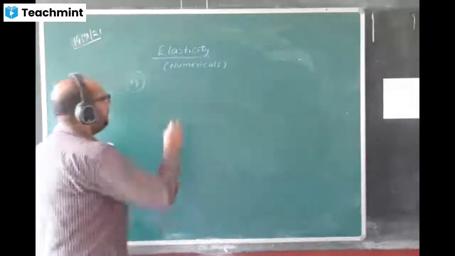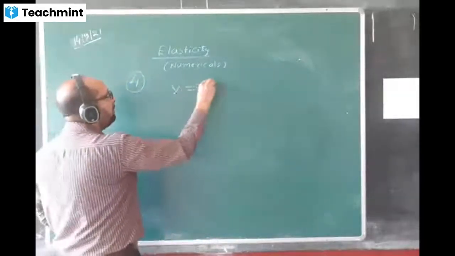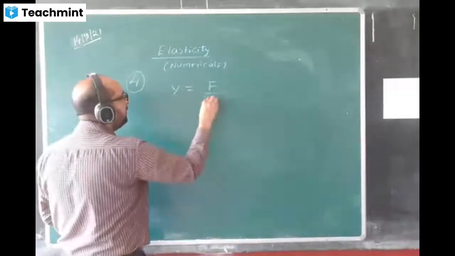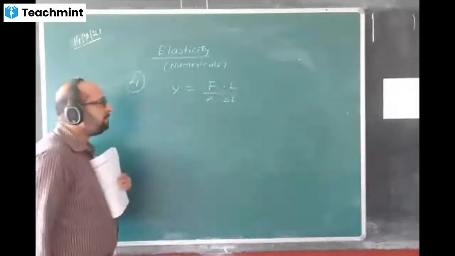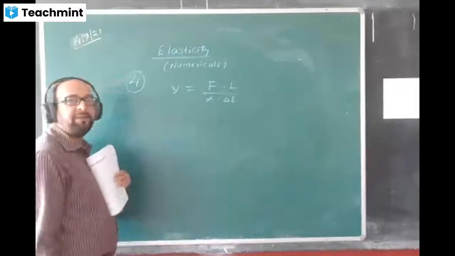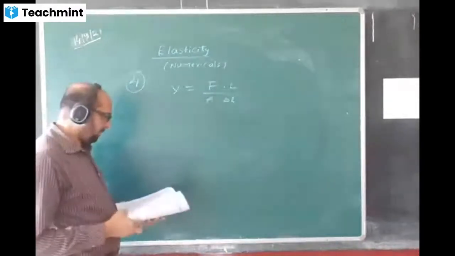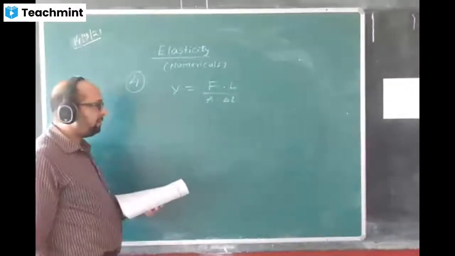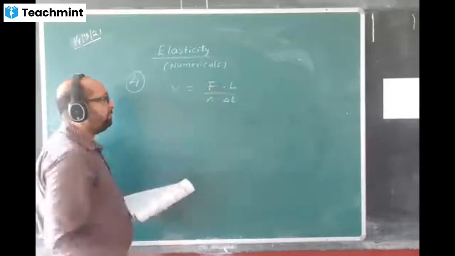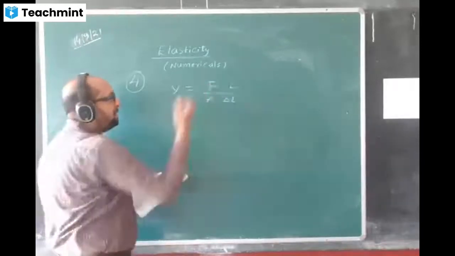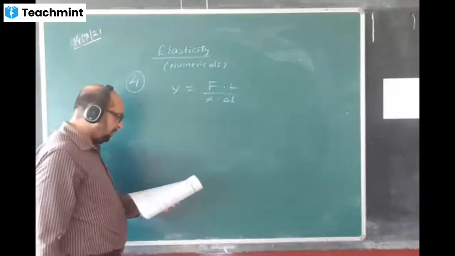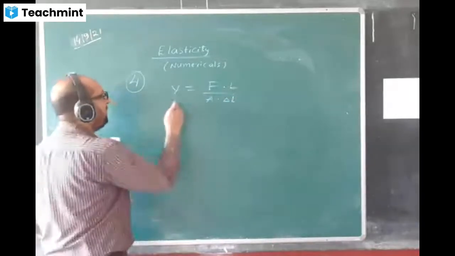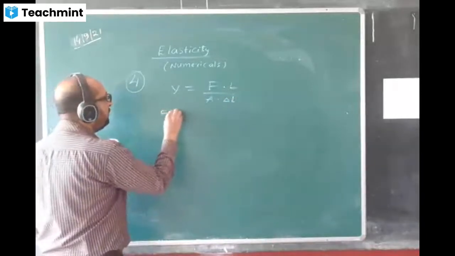What is the formula? We know the formula: Y is equal to F by A, delta L here divided by L. In this question, what are the things different? We'll check it. Young's modulus is different. Force is same. Original length is same. Area of cross section is different. So I'll be writing it right here for two wires.